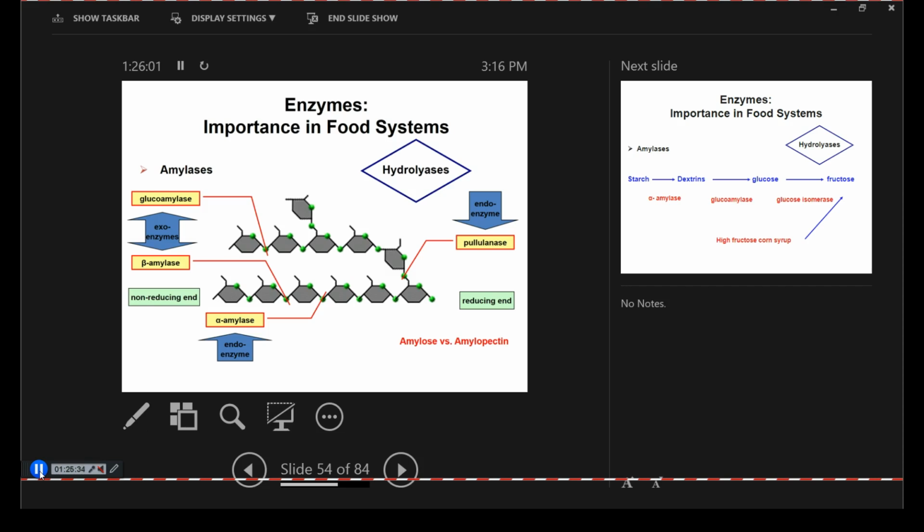Alpha amylase is an endoenzyme. It breaks inside of the chain and produces dextrin or maltodextrin. Pullulanase is also an endoenzyme, and it's very specific to the alpha-1,6 linkage rather than the alpha-1,4 linkages. So the chain branches, basically. It's a debranching enzyme.